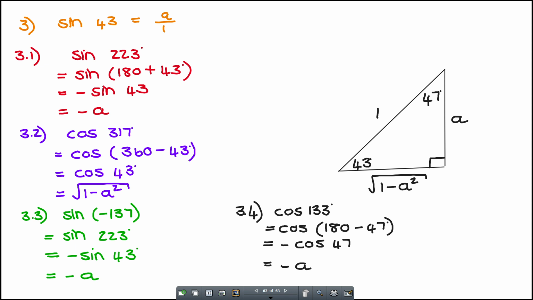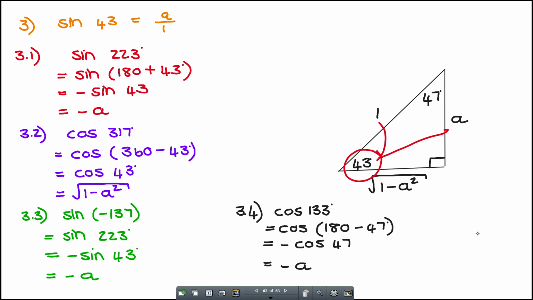At 3.1 they ask me sin 223. Okay, now that 223 is the same as 180 plus 43. And 180 plus places me in the third quadrant, and what is sine there? Negative, so minus sin 43. That minus just stays, and here I saw sin 43 is A, so that becomes minus A. Or if you want to work from the triangle, work from 43, sine is opposite over adjacent, so A over 1, which is just A.